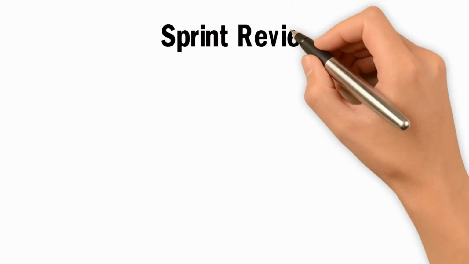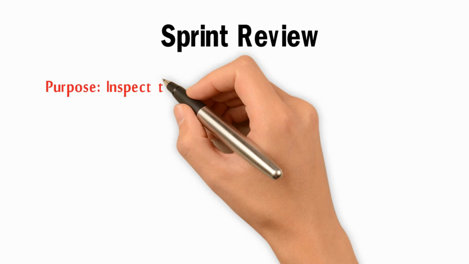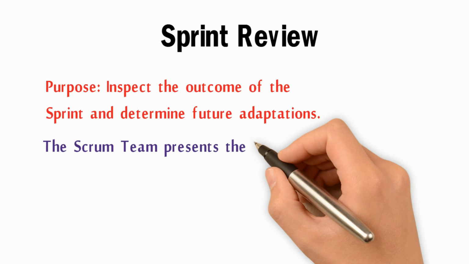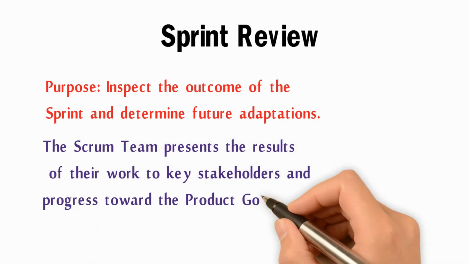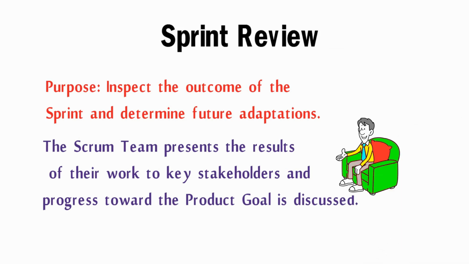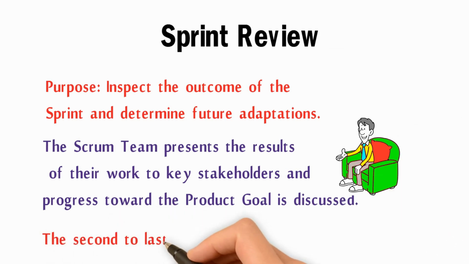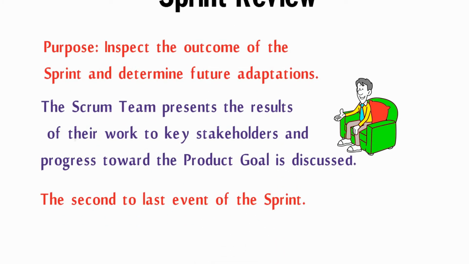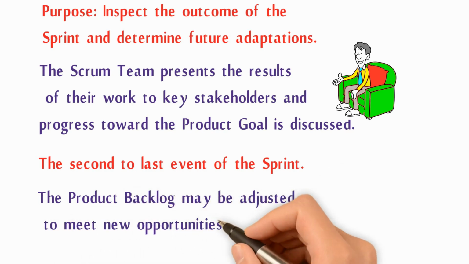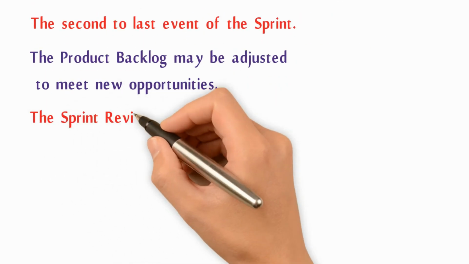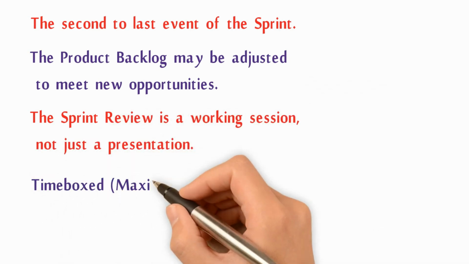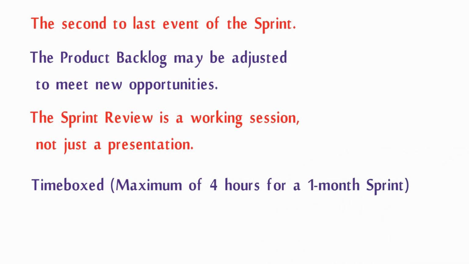Sprint review. Purpose: inspect the outcome of the sprint and determine future adaptations. The Scrum team presents the results of their work to key stakeholders, and progress towards the product goal is discussed. The second to last event of the sprint. The product backlog may be adjusted to meet new opportunities. The sprint review is a working session, not just a presentation. Time box, maximum of 4 hours for a 1-month sprint.